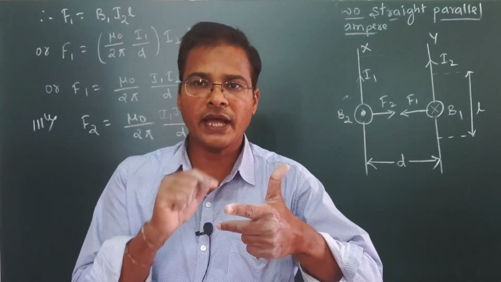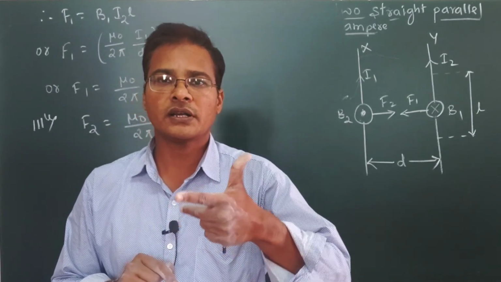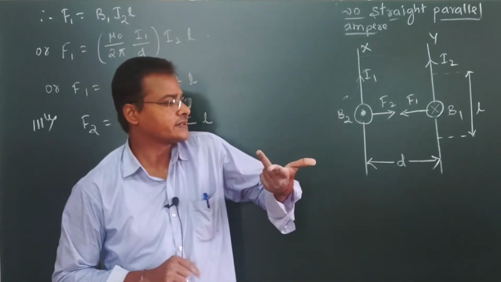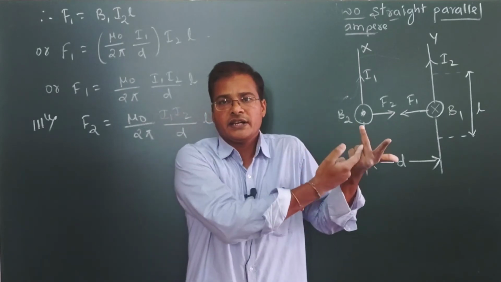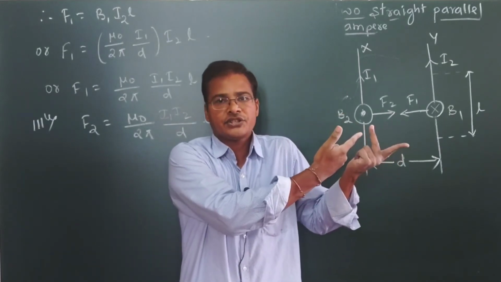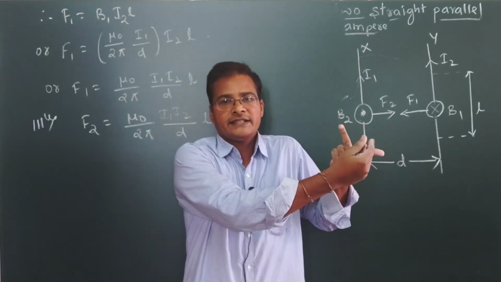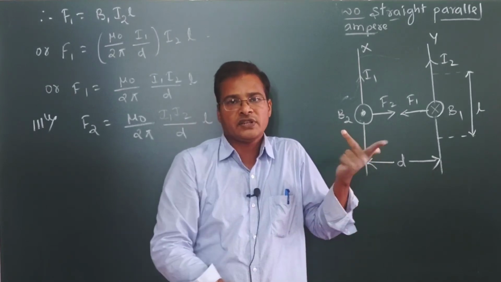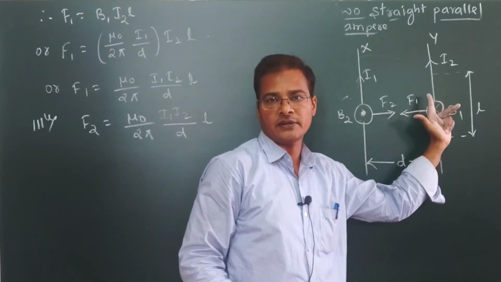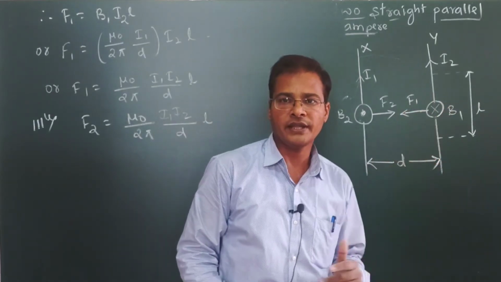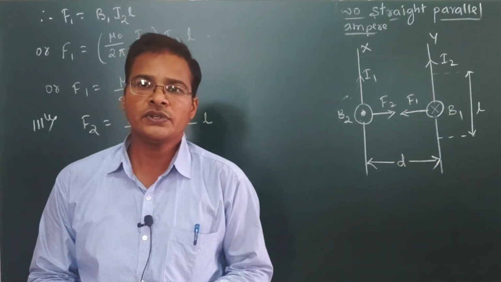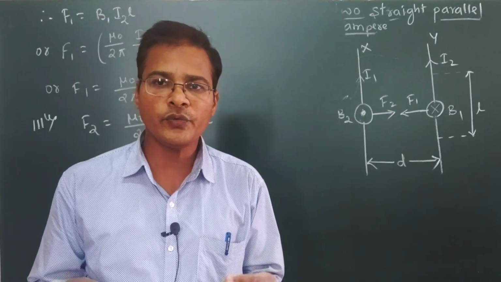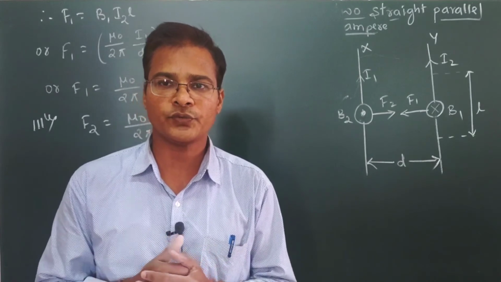So according to Fleming's left hand rule, this way we are getting it. The current is flowing in this direction, the magnetic field is here, and the force is exerted onto this one. Similarly, for this side also we are going to see the force exerted, either an attractive force or a repulsive force.